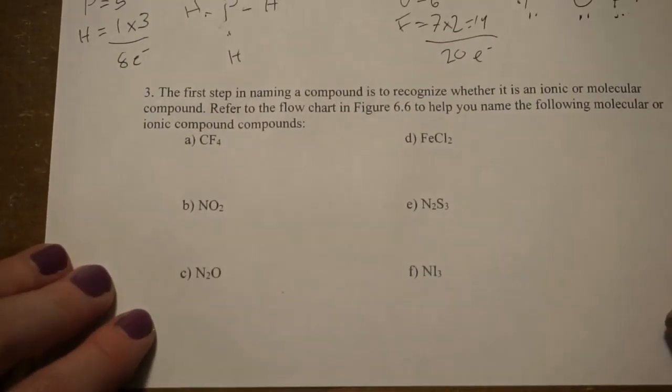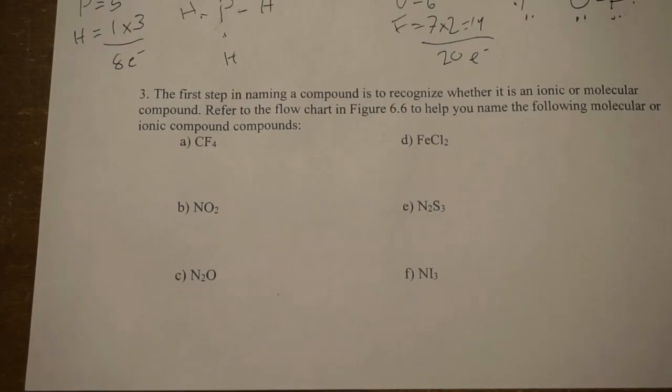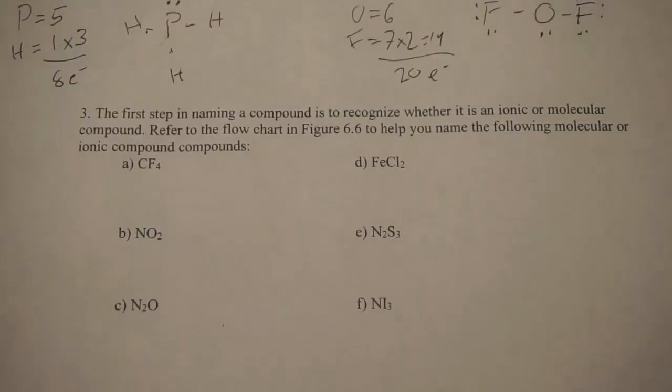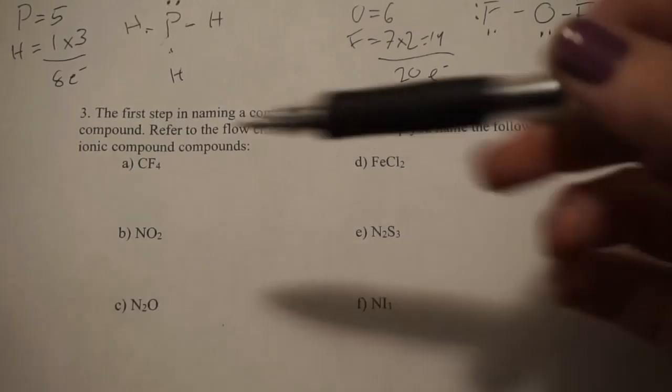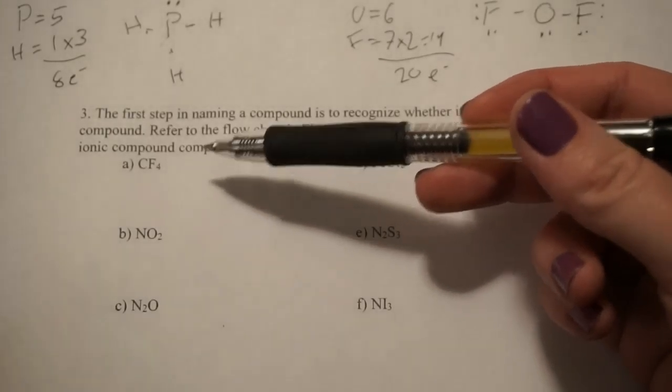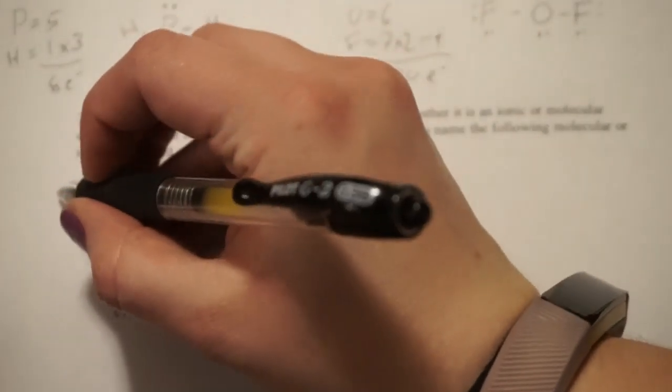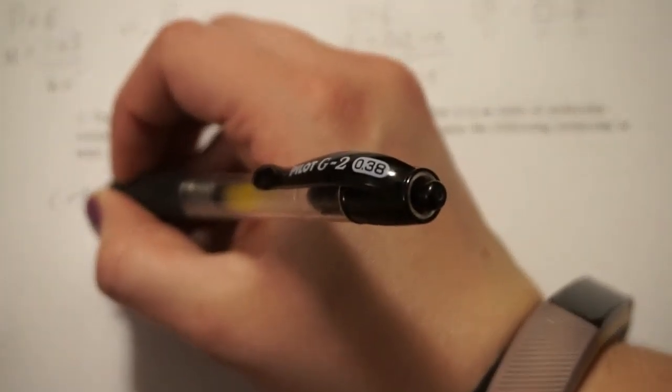So question 3. The first step in naming a compound is to recognize whether it's an ionic or molecular compound. Refer to the flowchart in figure 6.6 to help you name the following molecular or ionic compounds. In order to name these, we decide if they're covalent or ionic. We know that this one is covalent because they're both nonmetals and they share their electrons. So that is covalent.